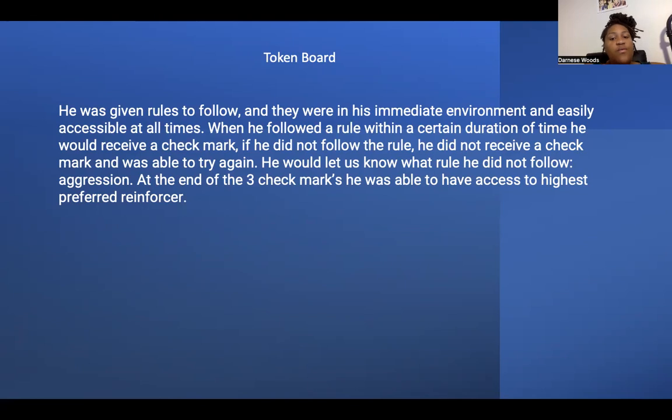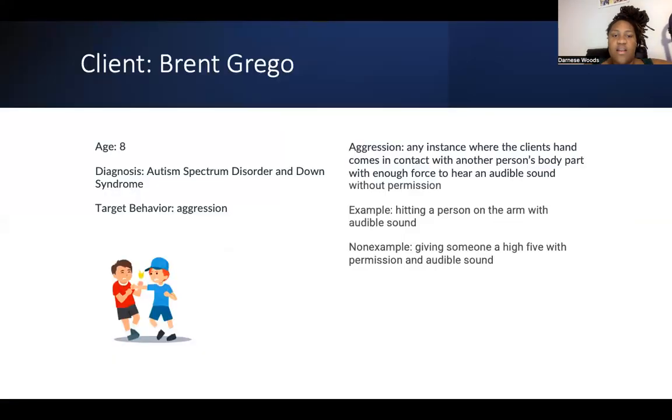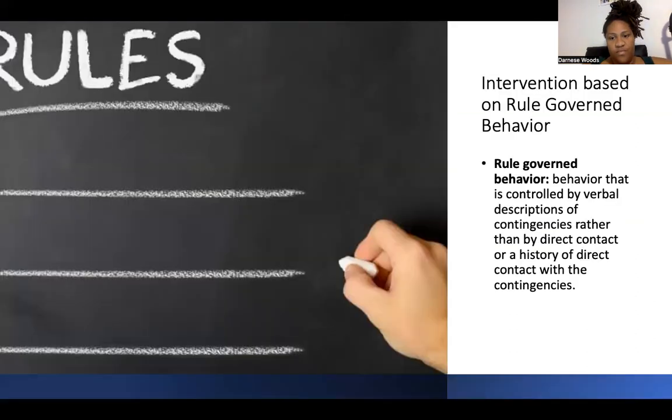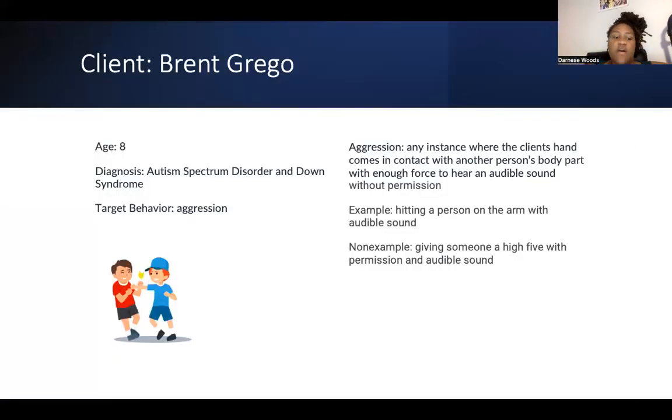When he followed a rule within a certain duration of time, so his duration of time was 5 minutes, and if he followed his rules, which was I do not hit my friends. So that's going back to targeting that aggression. Right here. Targeting that aggression.